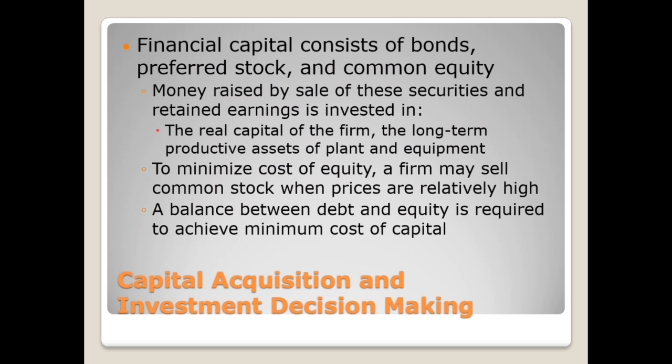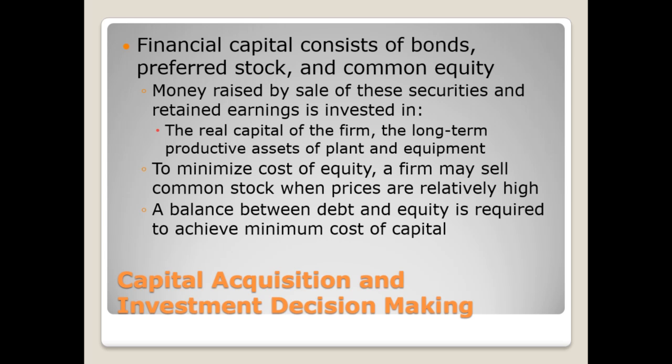Financial capital consists of bonds, preferred stock, and common equity. Within this course, we will not focus on preferred stock for the weighted average cost of capital. We'll be focusing on bonds and then common equity for stocks in terms of calculating it. But money raised by sale of these securities and retained earnings is invested in the real capital of the firm, the long-term productive assets of plant and equipment.